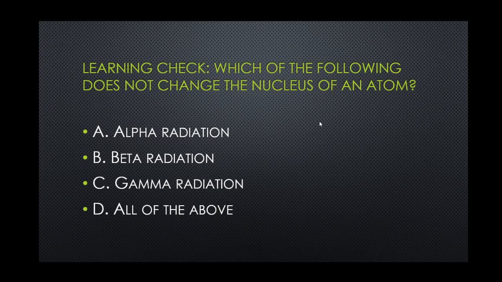Which of the following does not change the nucleus of the atom? So which radiation, alpha, beta, gamma, or all of them, does not change the nucleus, does not change what it is, does not change the protons? So take a minute. And I hope you all said, yes, gamma is the only one that doesn't change, okay?